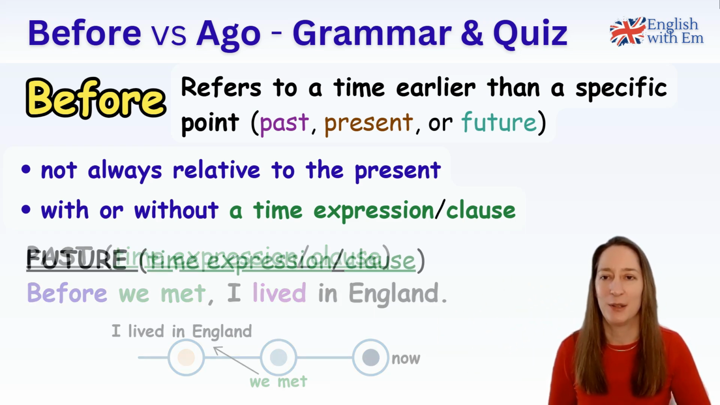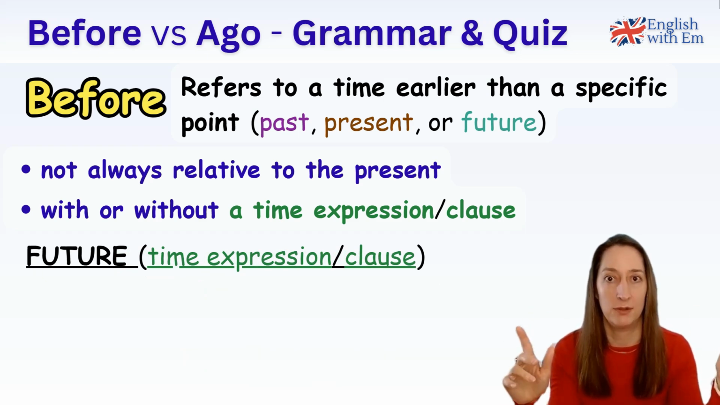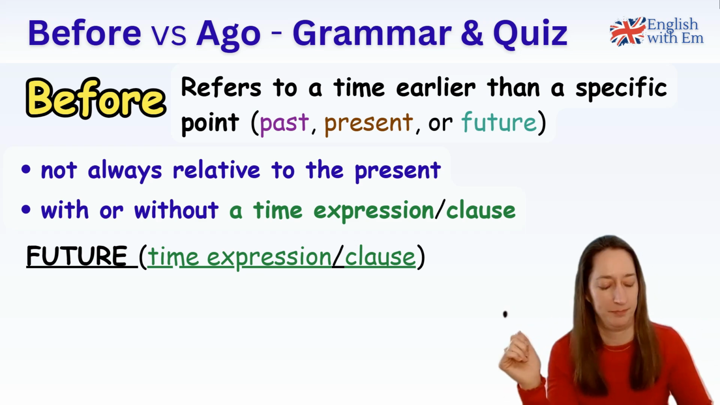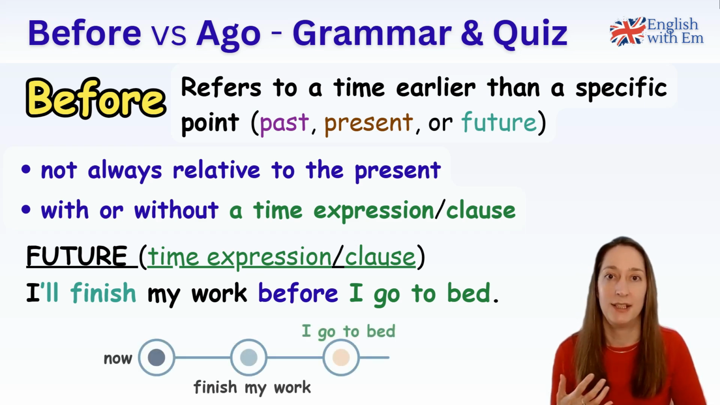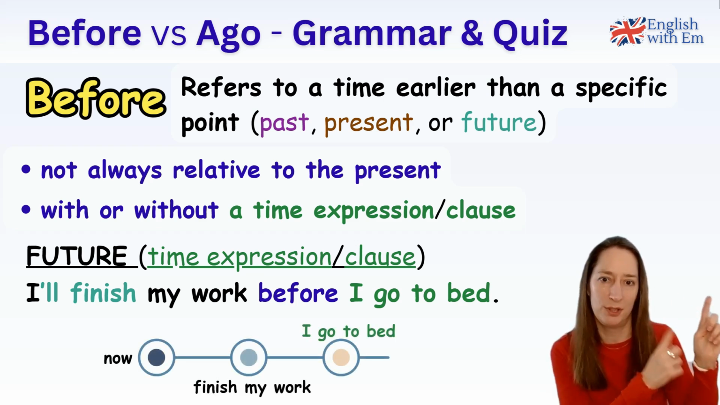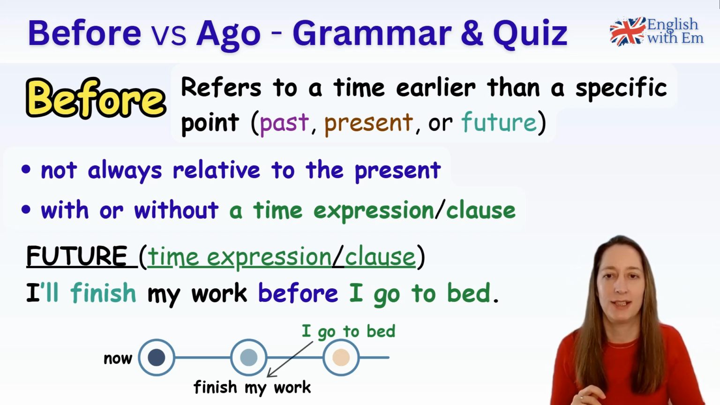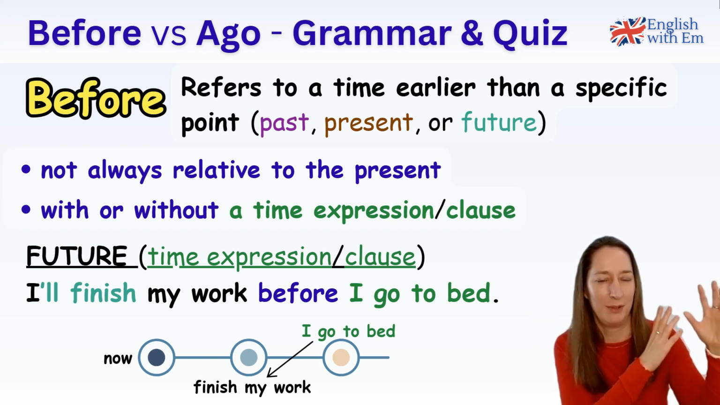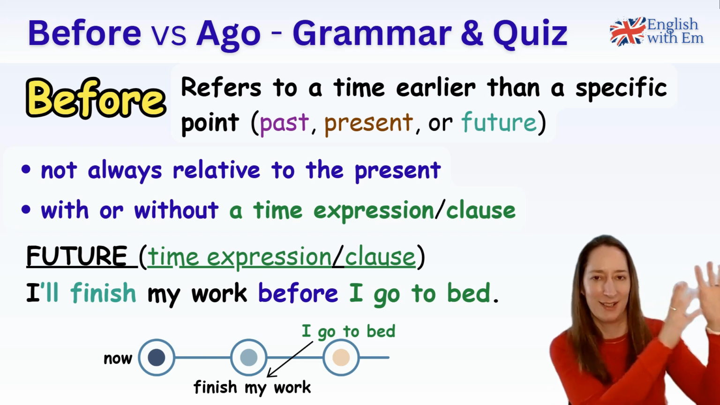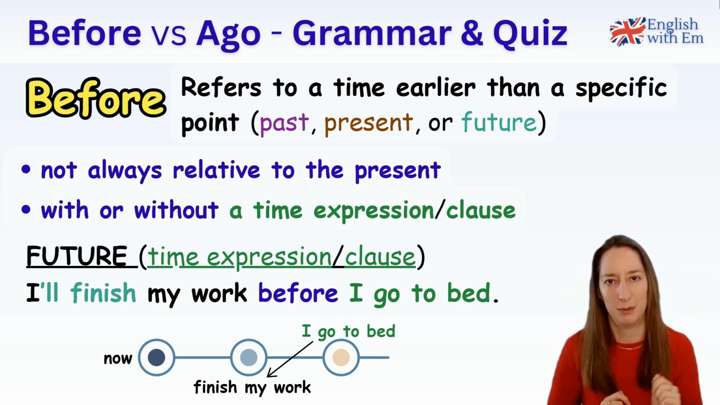Now let's take a look at how we use before for the future. And we need the time expression or time clause. It is essential. I'll finish my work before I go to bed. So in this case, before introduces a specific point in the future. I go to bed. And here we're talking about something that will happen at an earlier time than our specific future point. Okay, so I go to bed in the future, and at a point earlier than that, I will finish my work.